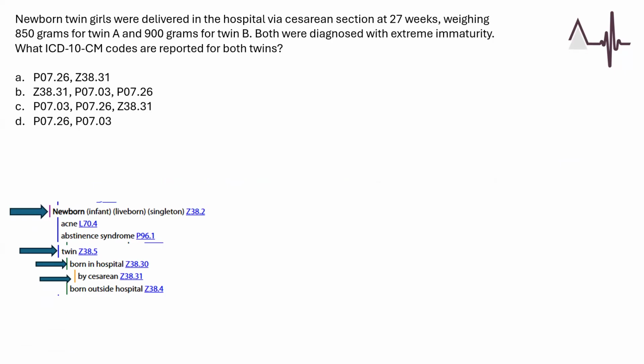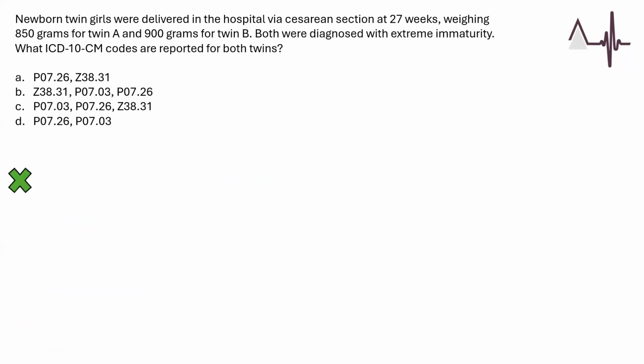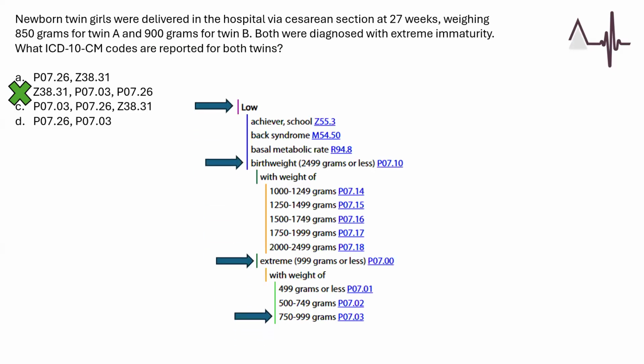Since Z38.1 is required to be in the primary position, only B can be the correct answer, but for practice, let's code it out. If we are testing and we knew that the Z38 was to be primary, this would have saved us a lot of time on test day, knowing that B would have been correct pretty quickly on. Okay, in the ICD-10 alphabetic index, look for low birth weight, extreme, with weight of 750 to 999 grams, directing you to code P07.03.